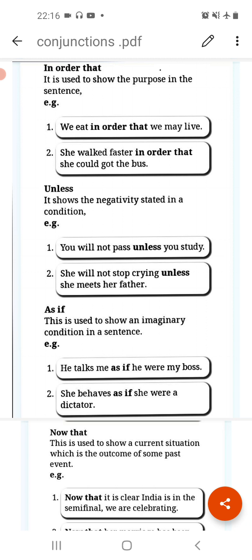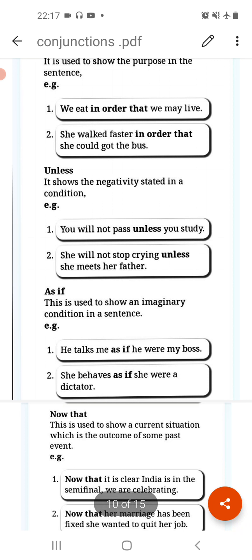Next is in order that. It is used to show the purpose in a sentence. So whenever you are showing any purpose, you can use this conjunction. We eat in order that we may live. So why do we eat? So that we may live. She walked faster in order that she could get the bus.